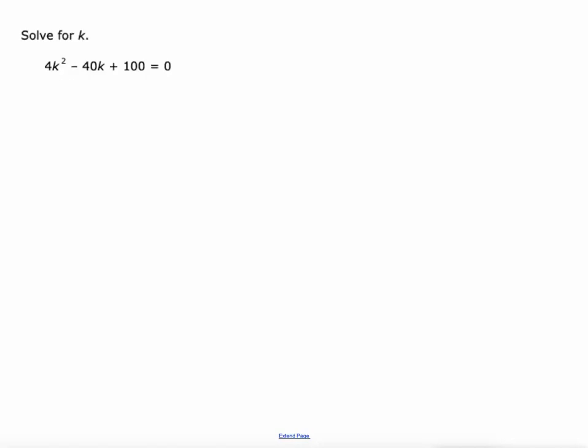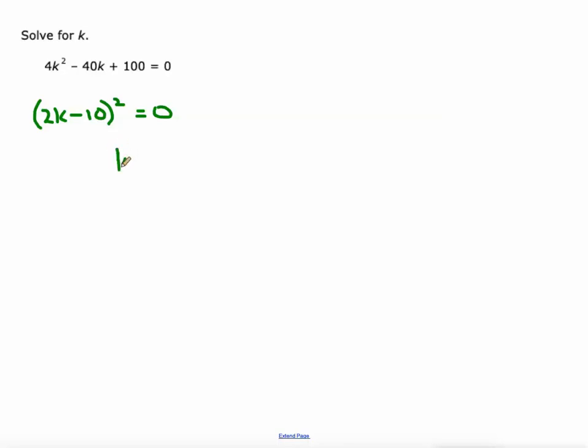This one's interesting because the lead coefficient's not 1, but we do have a perfect square leading this trinomial and a perfect square ending it. It looks like it's a perfect square trinomial. Let's find out. I think it can be factored as 2k minus 10 squared. Okay, square root of 4k squared is 2k. Square root of 100 is 10. When you multiply 2k times negative 10, you get negative 20k. Doubled is negative 40k. So that is a perfect square trinomial. We can factor it as the square of a binomial.